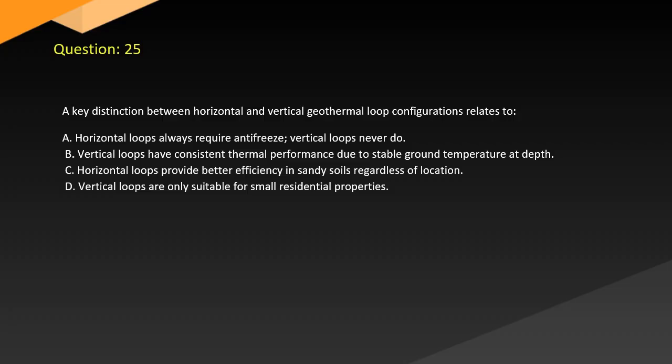Question 25. A key distinction between horizontal and vertical geothermal loop configurations relates to: A. Horizontal loops always require antifreeze. Vertical loops never do. B. Vertical loops have consistent thermal performance due to stable ground temperature at depth. C. Horizontal loops provide better efficiency in sandy soils regardless of location. D. Vertical loops are only suitable for small residential properties.